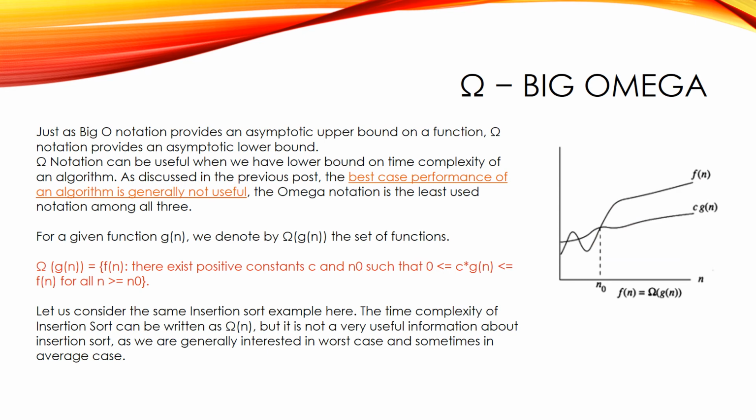Let's discuss big omega notation. Just as big O notation provides an asymptotic upper bound on a function, big omega notation provides an asymptotic lower bound. Big omega notation gives us the best case time complexity.